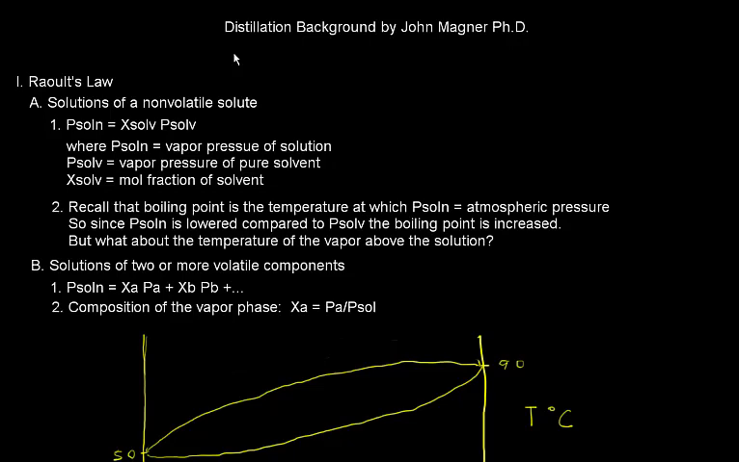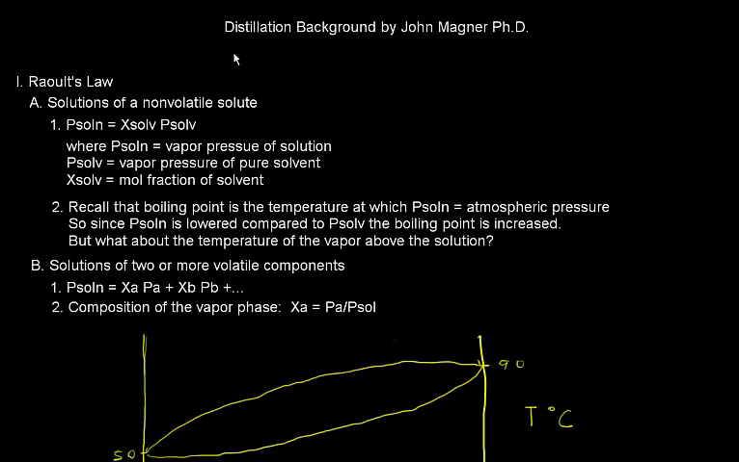One thing that we didn't cover in general chemistry, at least not in my courses, was Raoult's Law for solutions of two or more volatile components. And Raoult's Law is very easily modified to deal with that situation.